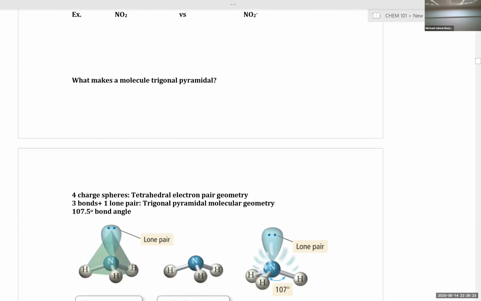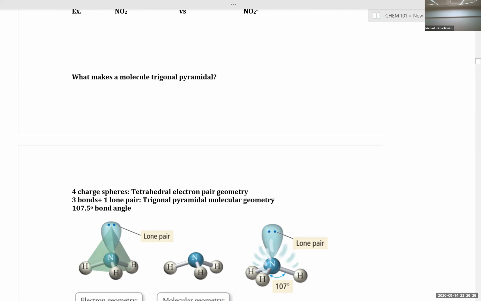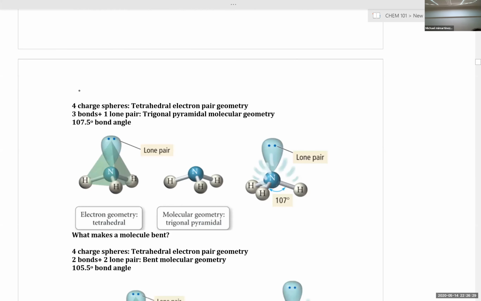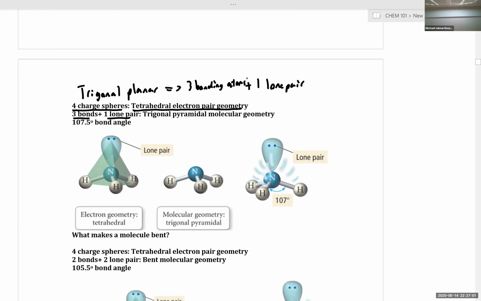What we're next going to do is discuss the different subclasses of molecular geometry. So let's look at trigonal pyramidal. It is a subclass of the tetrahedral electron pair geometry. Trigonal pyramidal geometries have four charged spheres made up of three bonds and one lone pair. So we have three bonds plus one lone pair. Another way of putting this to make it easier is three bonding atoms. A classic example of this is ammonia. How many bonding atoms does ammonia have?